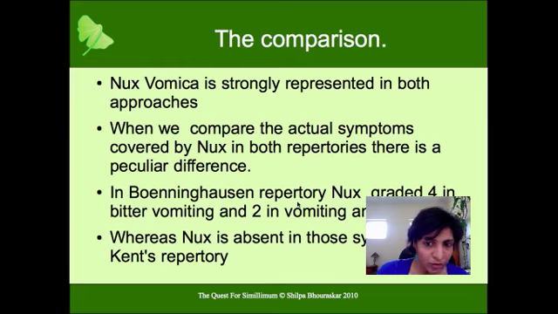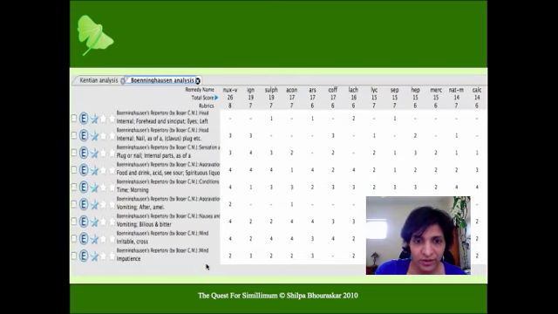Now, in the Boenninghausen repertory, nux is graded 4 for bitter vomiting and 2 for vomiting ameliorates. However, in Kentian repertory, nux vomica is absent for both these different symptoms, which was weird. I'll take you back. Look at this. In the Boenninghausen repertory, this symptom, aggravation, vomiting after ameliorates, and in the symptom, vomiting bitter and bilious, it's quite prominent. 4 in bitter vomiting, and better by vomiting, it's 2.